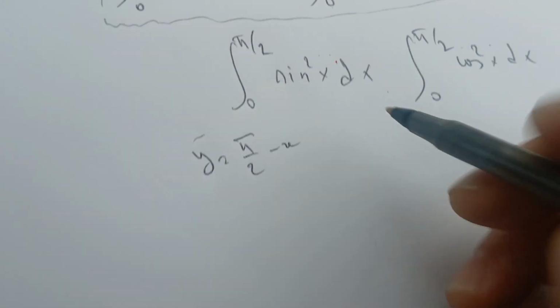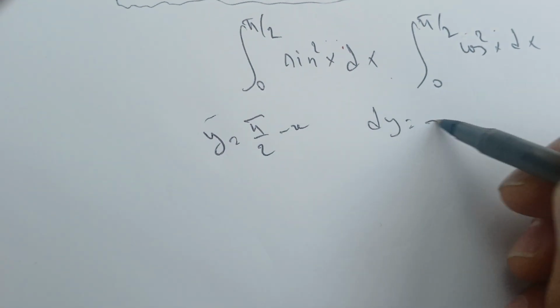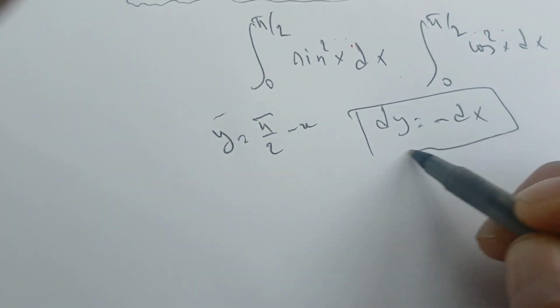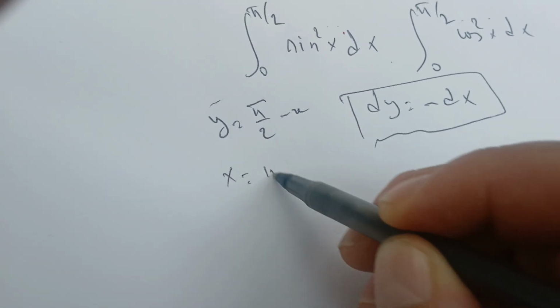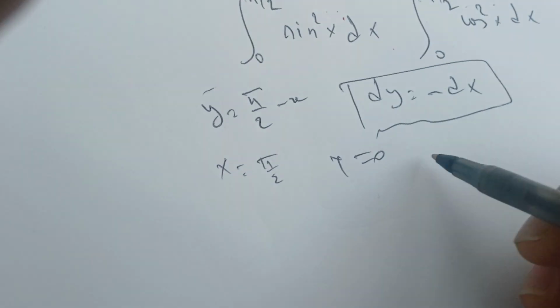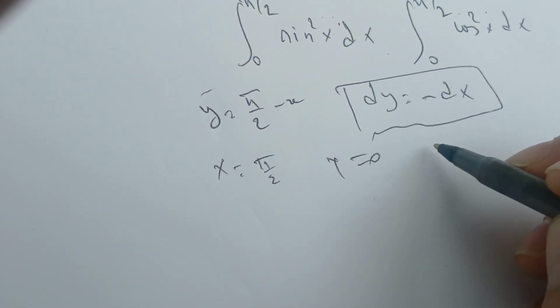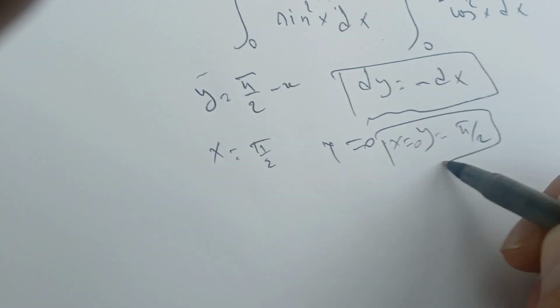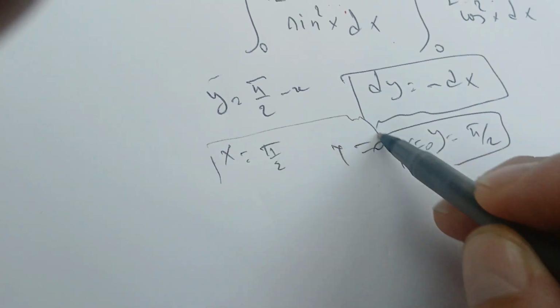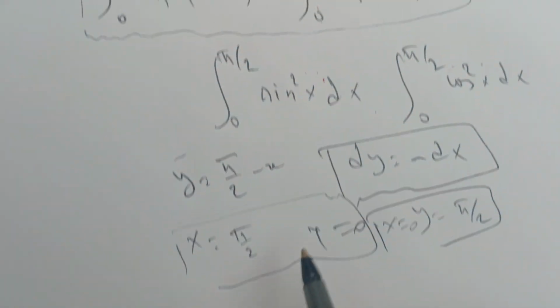This one will give us that dy is minus dx. Okay, this is the first step. And after that, when x is pi over 2, y is 0. And when x is 0, y is pi over 2. So when x is 0, we have this. And when x is pi over 2, we have y is 0. Okay, we have this result now.